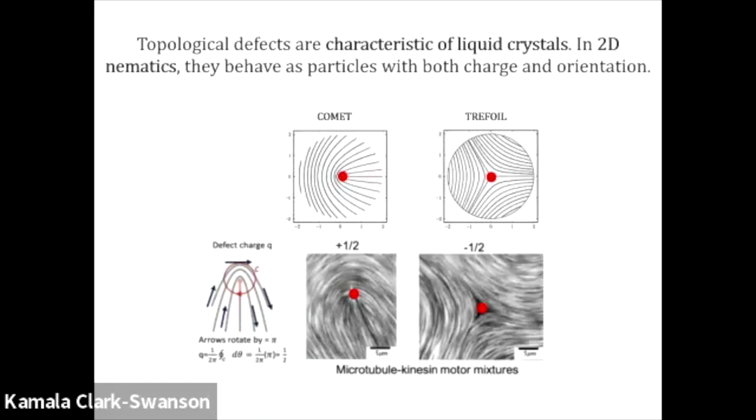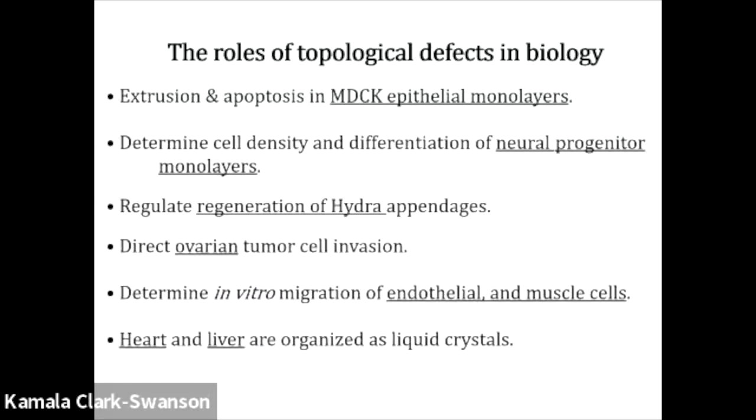And this here is from samples of topological defects of microtubule kinesin motor mixtures, which form very, very beautiful patterns of these topological defects. So why should we care about the topological defects? We should care because actually they have functions. These structures that are physical structures have function.